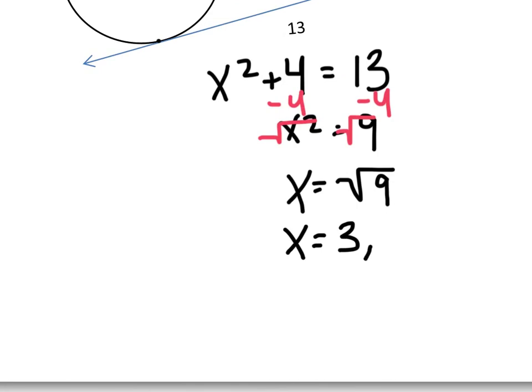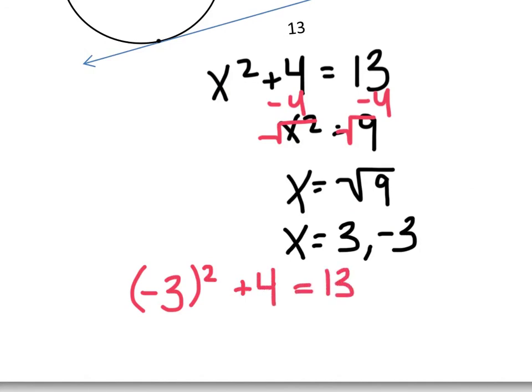But you could also have negative 3 for x. Because if you put negative 3 back in for x, let's actually do that. Negative 3, if we squared this and then added 4, we would get 13. So 9 plus 4 is 13. So you need actually both answers here for x, 3 and negative 3, because they both make this equation true. And that's all we have for section 10.1.